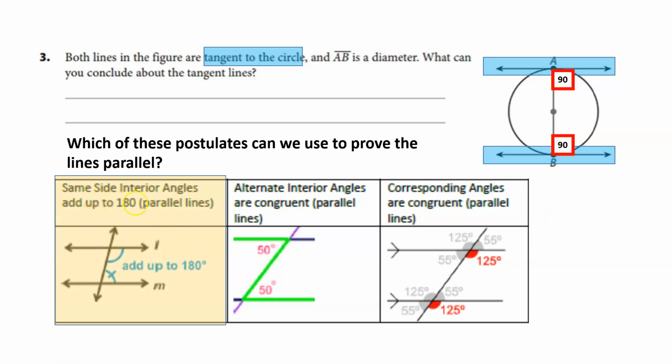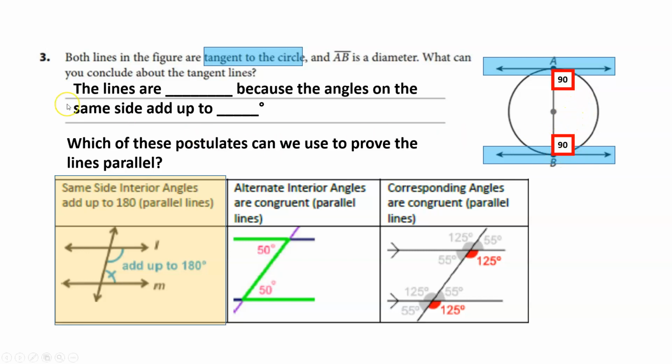And that would be the same side interior angles add up to 180, because 90 plus 90 is 180. So go ahead and fill out your sentence starters. The lines are blank because the angles on the same side add up to blank. So the lines are parallel because they add up to 180.